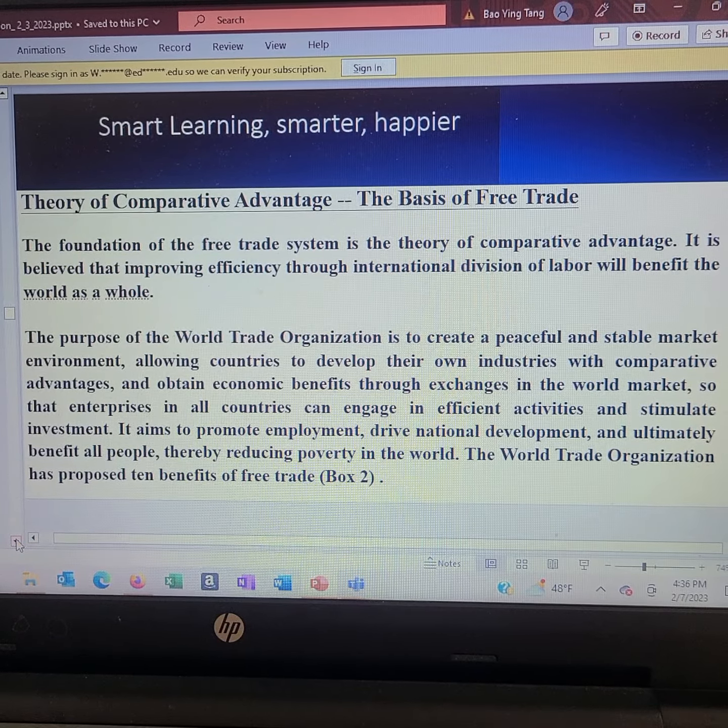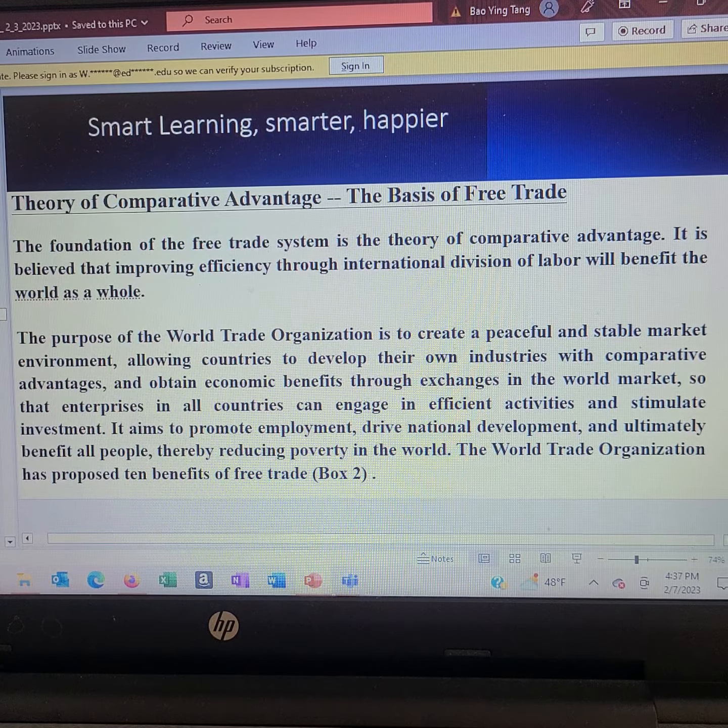The purpose of the World Trade Organization is to create a peaceful and stable market environment, allowing countries to develop their own industries with comparative advantages and obtain economic benefits through exchanges in the world market, so that enterprises in all countries can engage in efficient activities and stimulate investment. It aims to promote employment, drive national development, and ultimately benefit all people, thereby reducing poverty in the world. The World Trade Organization has proposed 10 benefits of free trade.